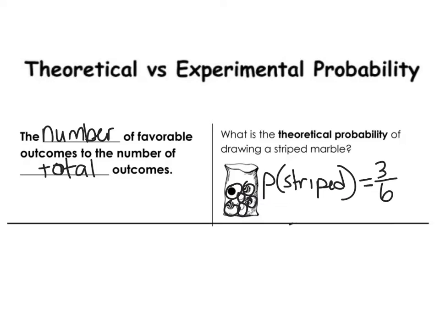So when you simplify it, 3 out of 6, you're going to divide by 3. So 3 divided by 3 is 1, 6 divided by 3 is 2. So that means the probability of getting a striped marble is half the chance. So that's an even chance, that's equally possible, or equally likely, that's what it means. So when you have half, that means it's equally likely or even chances.